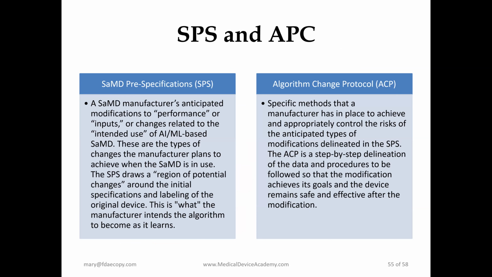So the SPS and APC are going to be the two main elements that you potentially might need to include in a 510K moving forward. The SPS is what could be changing, or what will be changing, as your software learns. And the change protocol is the specific method that you have in place to achieve control of the risks anticipated with those modifications. So those are the two elements that are going to be important moving forward if you're looking to develop software with AI. Next slide, please.